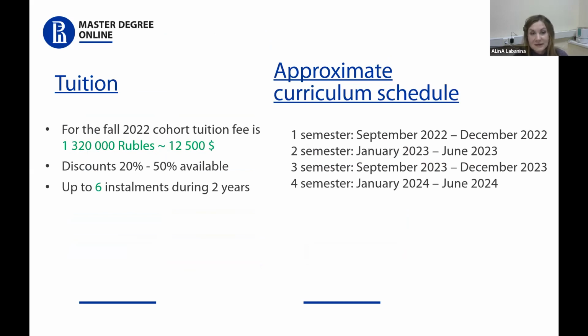Unfortunately, we don't provide any scholarship, but we provide up to 50% discount. The price without discount is about $12,500, and we allow you to divide this price into 6 payments during 2 years. Please take into account that this is the price before discount, and which discount you may apply for, you may find on our website, and the amount of discount depends on the country of your permanent residence.